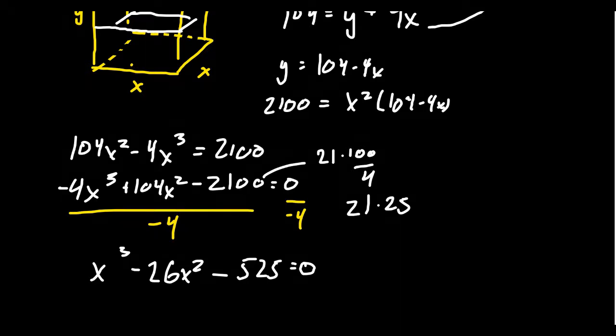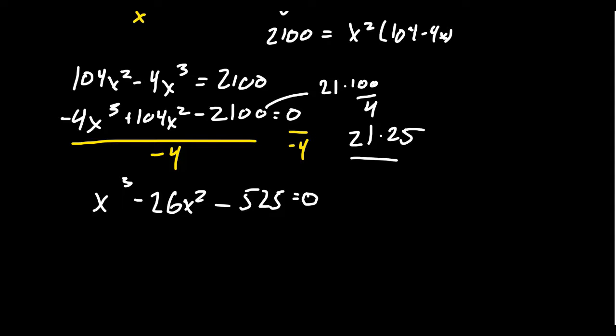So we need to solve this equation. I'm going to try to do it by factoring. Can I find factors of negative 525 that would work here? Some of them I know immediately. I mean, 525 is 21 times 25, right? So we could try some of those numbers. Both of them seem a little too big for me, right? I'll try something a little bit smaller.